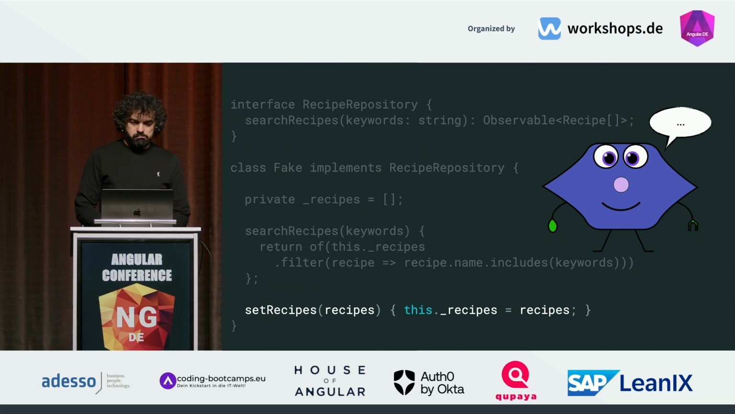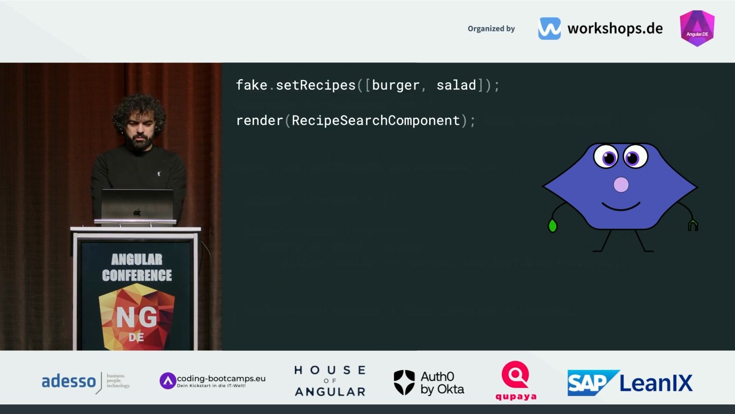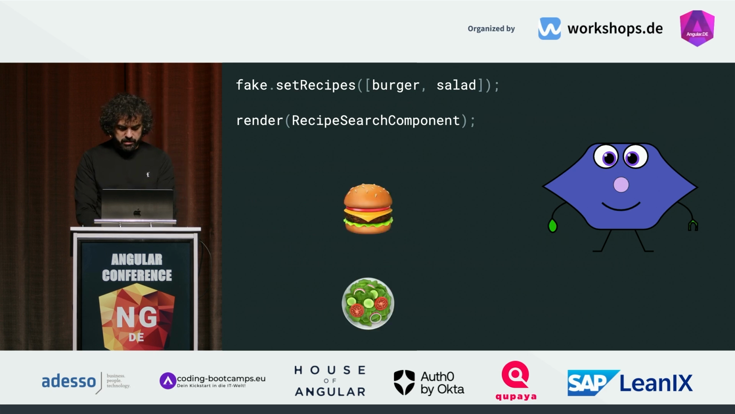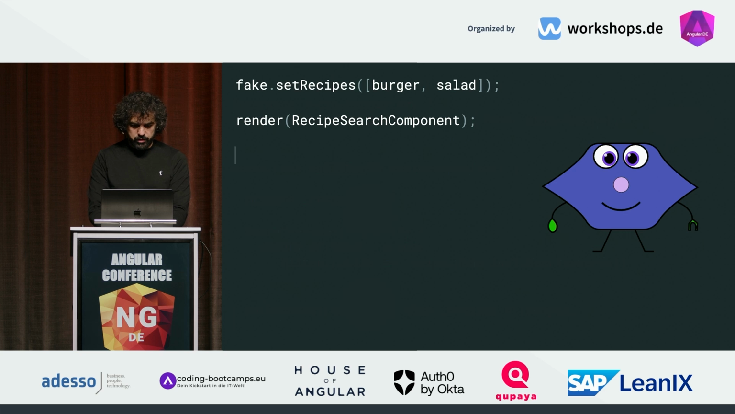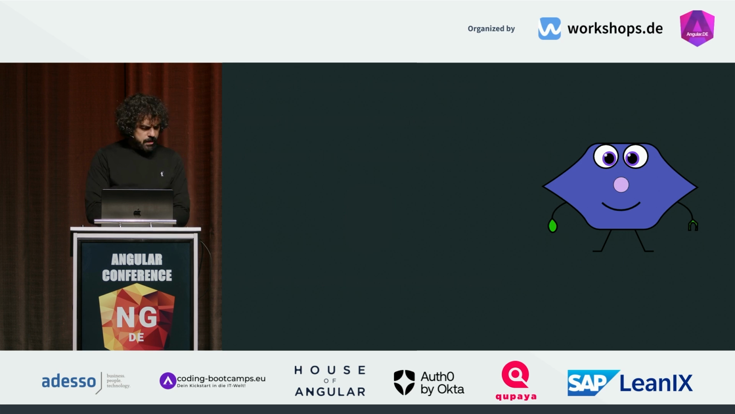Cool. This is interesting. So if I call set recipes and give you burger and salad, then I render the search component. Yes, it works. Now, what if I type BUR, like I'm searching for burger? Yeah, it works. Now, what if I go off script and I type something which is not planned, like Schwarzwälder Multaschen? Cool, it works.